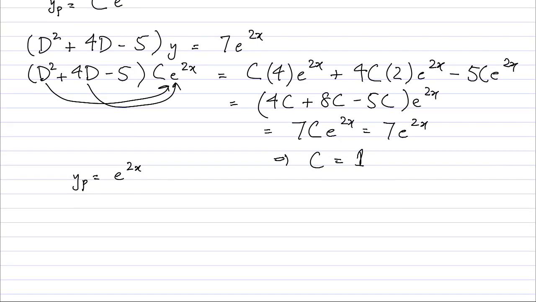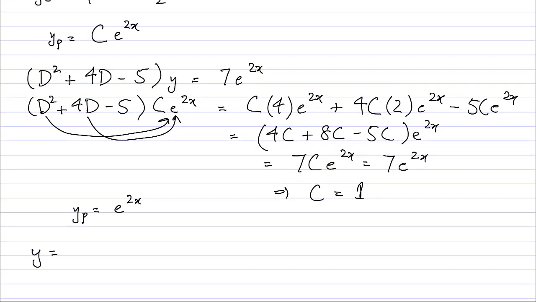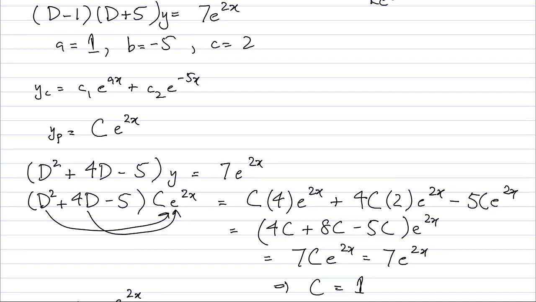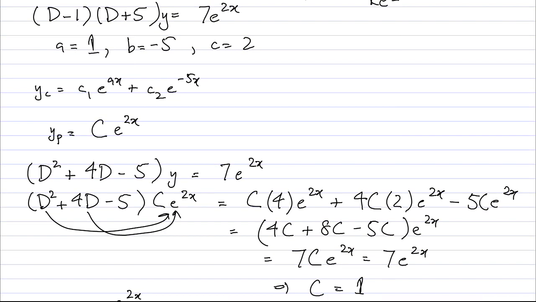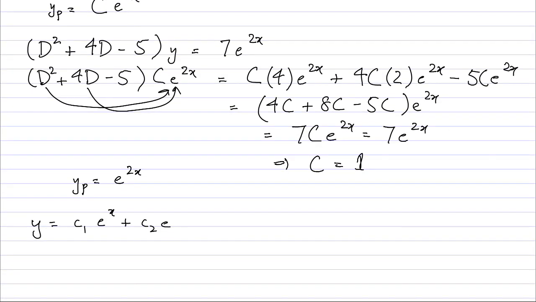So the most general solution to your second order linear differential equation is simply c1 e raised to power x, over here I should be writing e raised to power x, plus c2 e raised to power minus 5x, plus e raised to power 2x. Okay, so that's what I have.